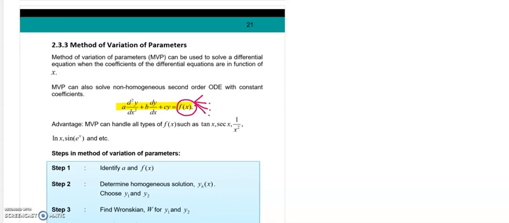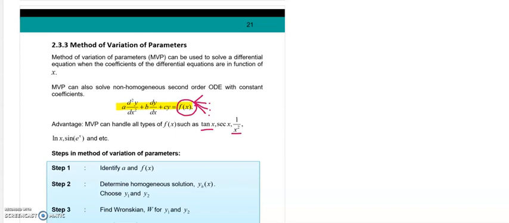So now we are looking for the solution if f(x) at the right hand side of your equation is something else. For example, if f(x) is tan x, or f(x) is 1 over x squared. How do we solve this kind of problem? To handle this kind of f(x), other than the four cases that we have discussed before, we have the second method, which is what we have here in section 2.3.3, the method of variation of parameters.